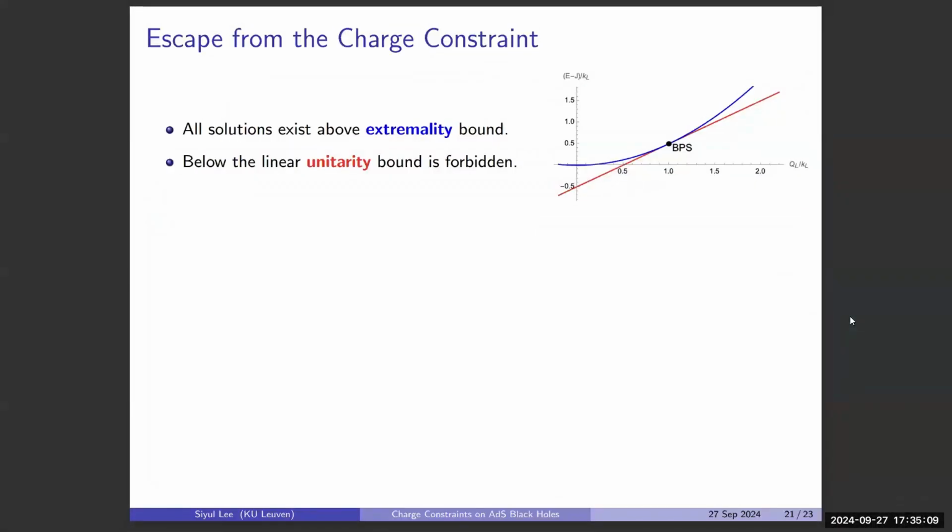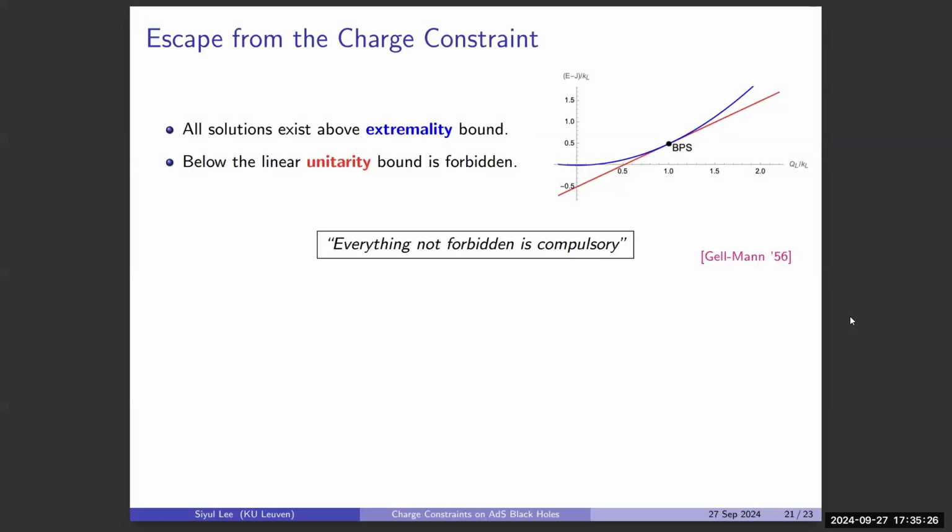So let's get back to this picture that you have been seeing again and again. There is an extremality bound where all known black hole solutions live on or above this extremality bound, but everything below the red line is forbidden by unitarity. And now here is one of my favorite quotes in physics. Maybe compulsory is a bit too strong, but we know that in physics, usually if something is not forbidden, it's usually there. So this gap between the extremality and unitarity bound is a little bit uncomfortable. Why are these states not forbidden by any principle, including unitarity, but why are there no such solutions?